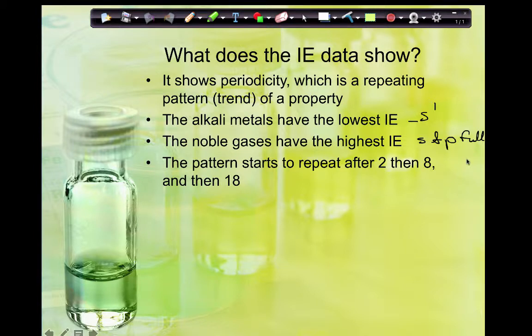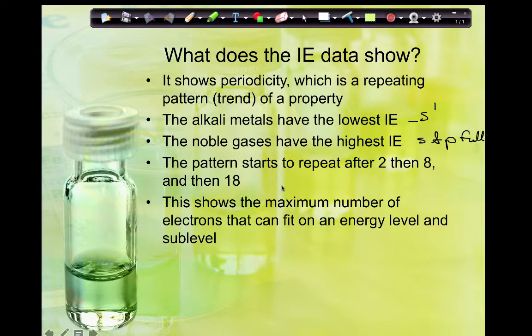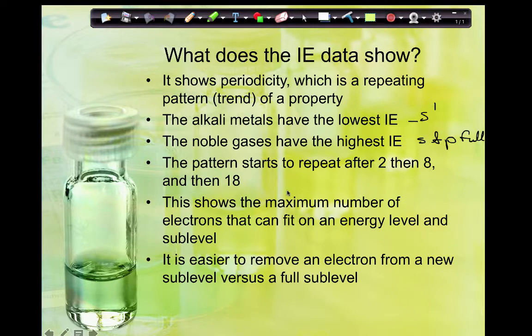And then you see that the pattern starts to repeat after 2, then 8, then 18. Well, there's 2 electrons on the first energy level, 8 electrons on the second, and 18 electrons on the third. So this shows how many electrons can fit onto each energy level and also each sublevel. And I'll show you a little bit more of that in a second.